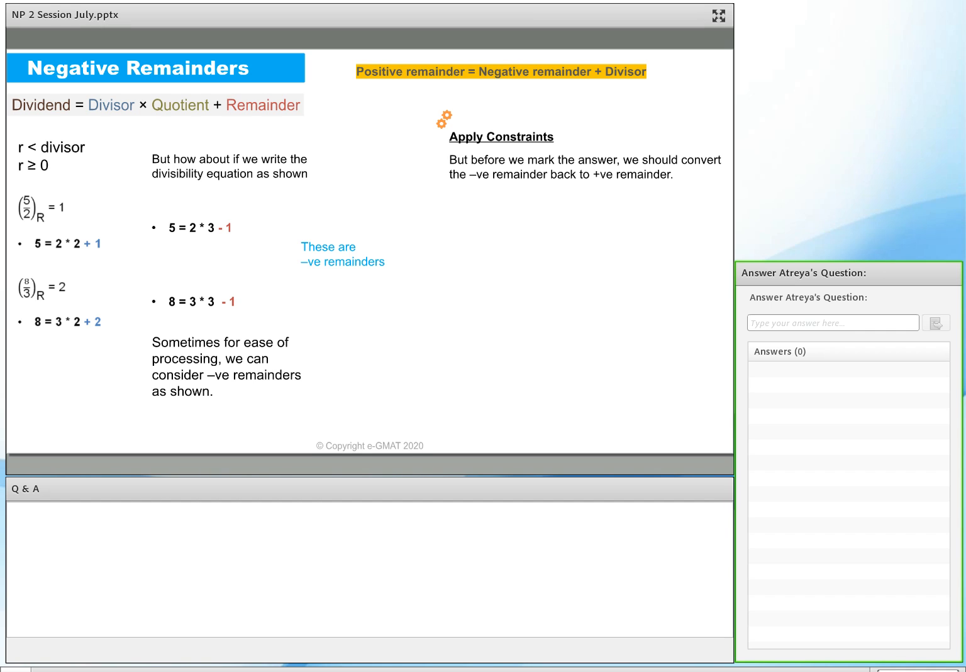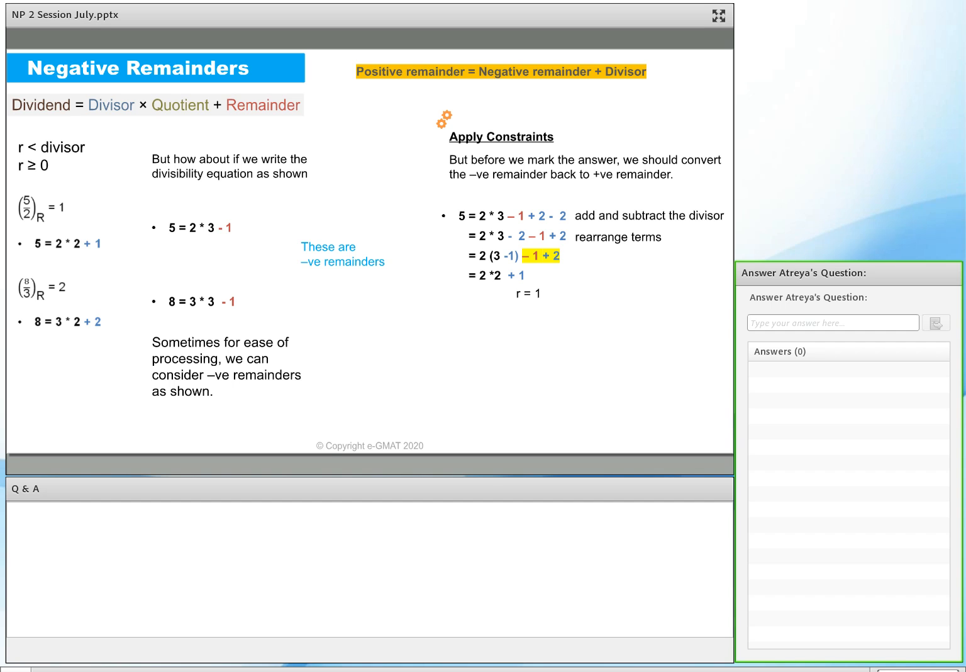The major thing over here is negative remainders can never be the final answer. By the definition of remainders in mathematics, remainders always have to be a non-negative number. So they can either be 0 or they can be a positive number. They can never be a negative number. The concept of negative remainders is only to help you in the intermediate steps to make calculations easy for you. It is never to be marked as the final answer. Please keep that in mind, right?